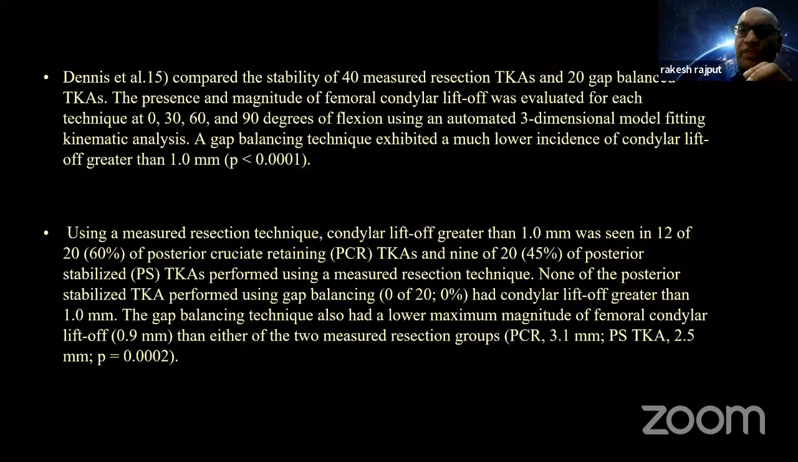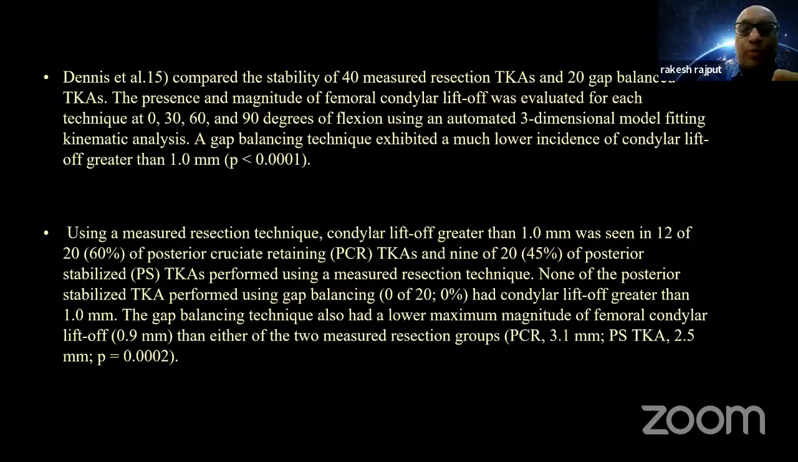And the beauty of this technique is also verified by the Australian registries and also by Dennis' paper. There's a phenomenon of what we call a femoral lift-off, which means that if you're tight on one side, loose on one side, the tight area actually takes a lot of wear and weight. And because of that, the femoral component can lift off. Now that happens more in a CR knee, slightly less in a BS knee, and almost none in a gap balanced knee. And this has been well proven.